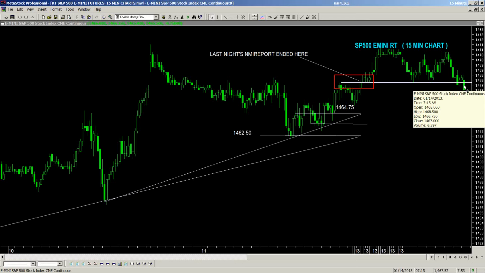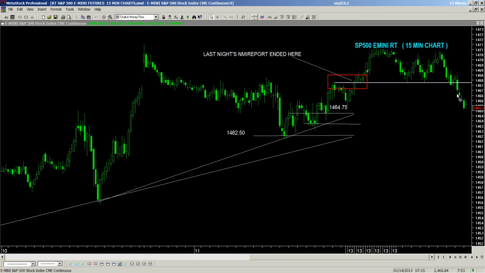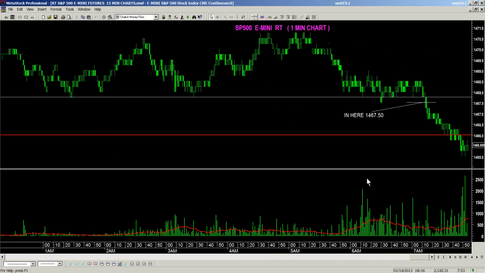Here you are, 7:15 a.m. bar with volume, trade in progress to the downside. Here we are with volume on the 1 minute bar to close out at 2,653 contracts. That's a lot of contracts. It's 7:54 a.m. mark to the market. 30 contracts traded this morning.